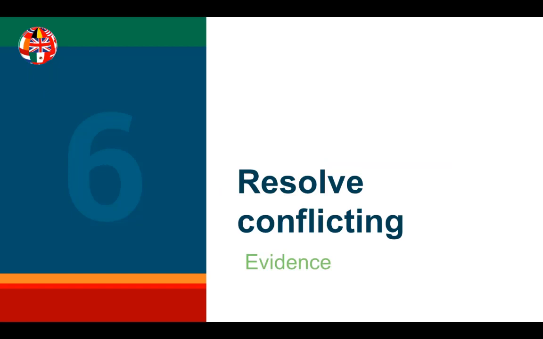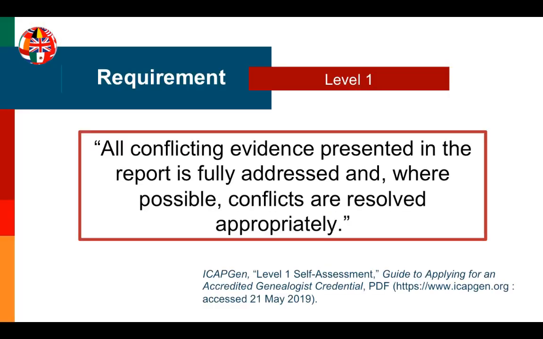Now that we've covered presenting analysis and correlation in a Level 1 report, remember to resolve all conflicting evidence. Watch the video, Model for a Well-Written Proof, for ideas on conflict resolution. Here's the Level 1 requirement in regards to conflict resolution. All conflicting evidence presented in the report is fully addressed, and where possible, conflicts are resolved appropriately.